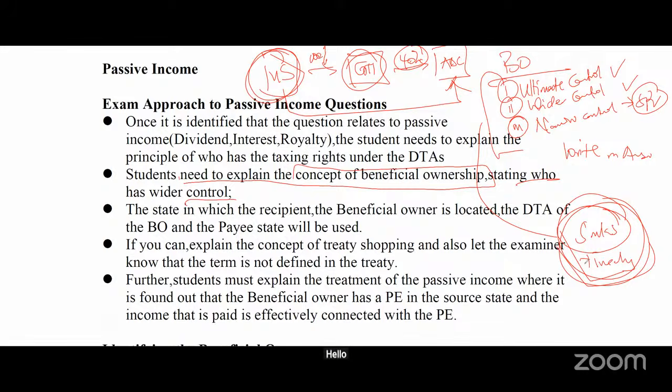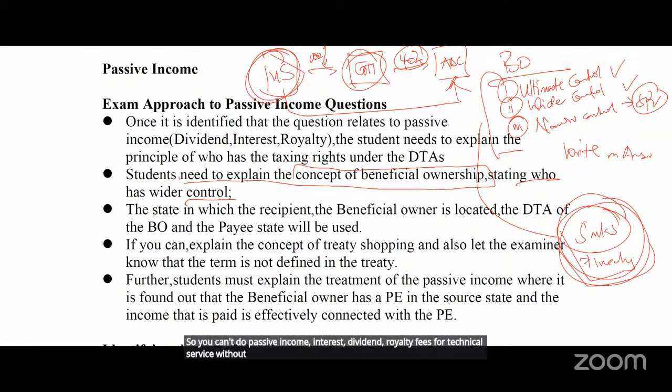So you can't do passive income, interest, dividend, royalty, fees for technical service without mentioning beneficial ownership, without mentioning treaty shopping, because sometimes they'll be hidden in the case.